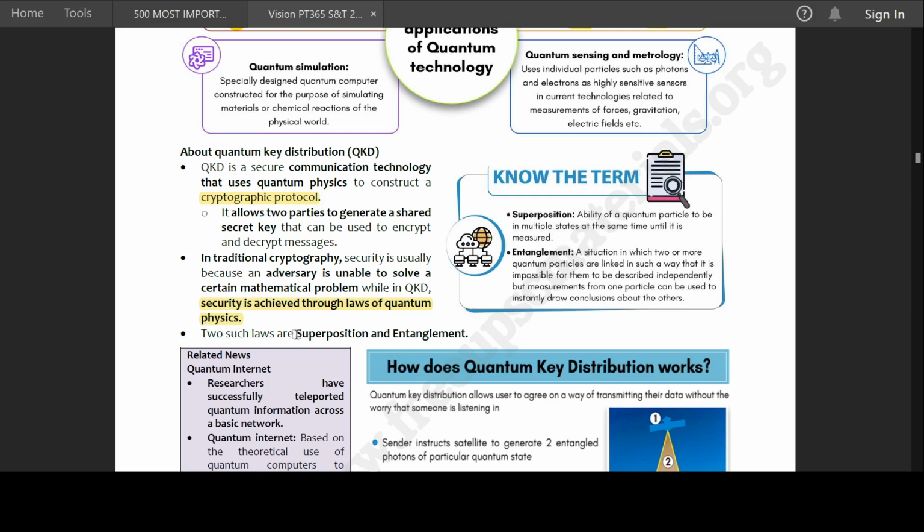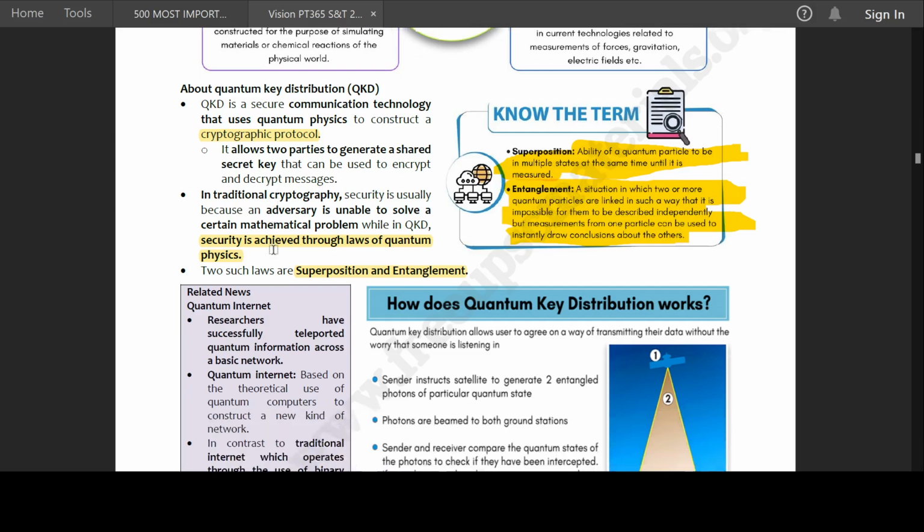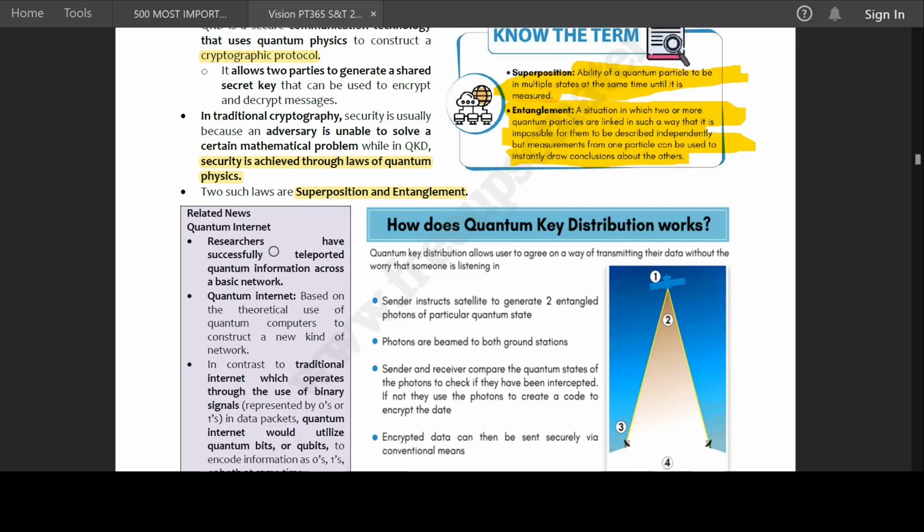Two such laws are superposition and entanglement. Superposition is the ability of a quantum particle to be in multiple states at the same time until it is measured. Entanglement is a situation in which two or more quantum particles are linked in such a way that it is impossible for them to be described independently, but measurements from one particle can be used to instantly draw conclusions about the others. This is entanglement. Sometimes direct questions could come from here.